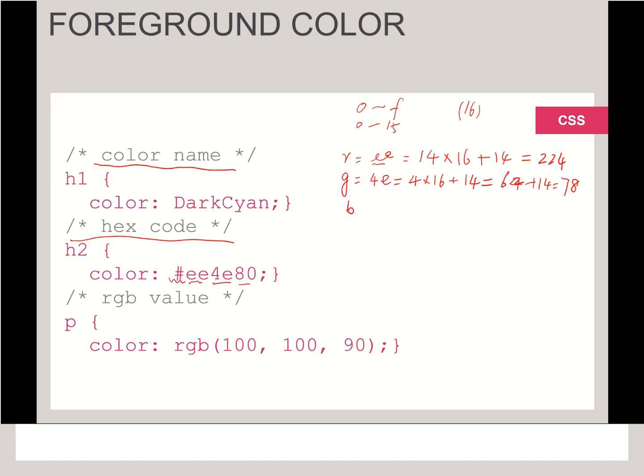And the B color is 80, right? 80 is 8 times 16, so not decimal, we need to use 16, not 10, okay? It's 128 plus 0. This is easy. So that means finally the RGB will be 224, 78, 128. So that will be the RGB color.